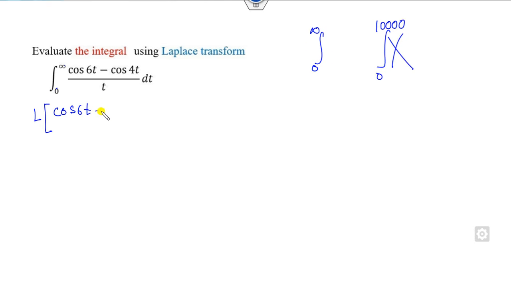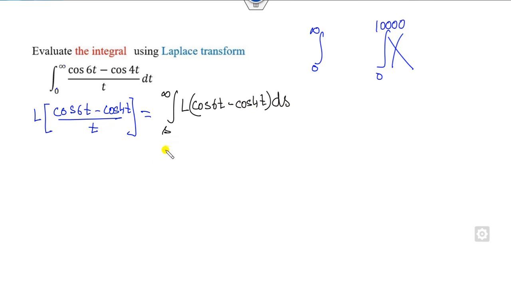So what is that? (cos 6t minus cos 4t) divided by t. Again it's a division by t, so I have to integrate from s to infinity the Laplace of the remaining quantity, cos 6t minus cos 4t, ds. What is the Laplace of cos 6t? That is s over s square plus 36, and for cos 4t it is s over s square plus 16, into ds.